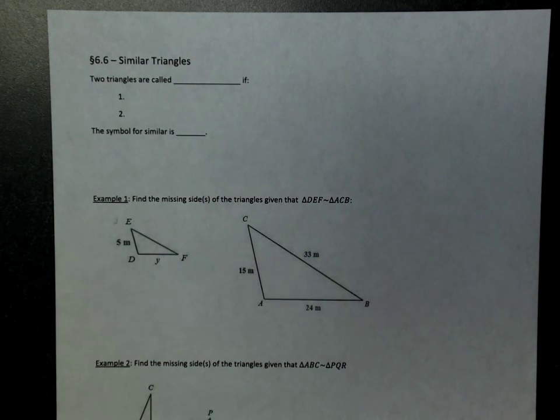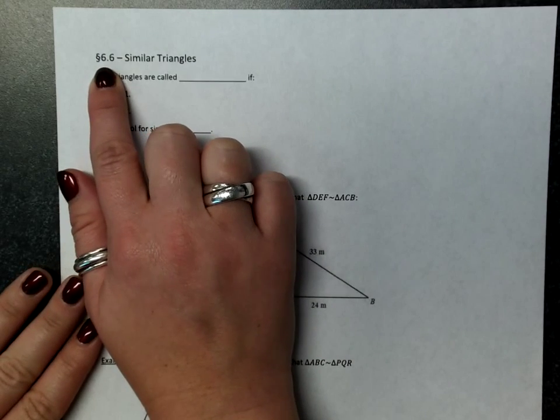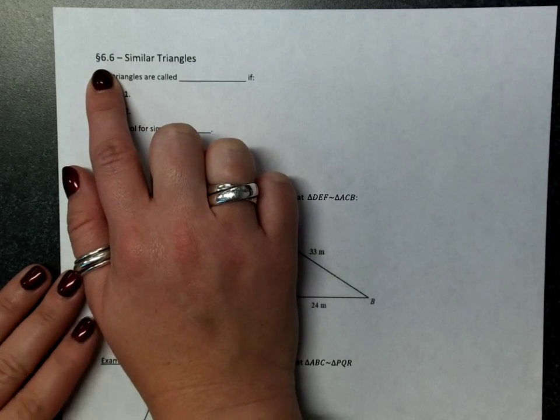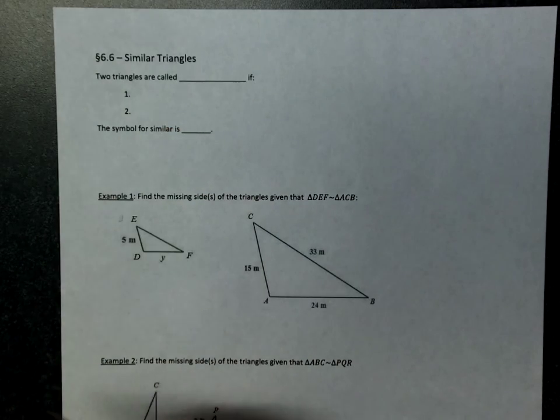Alright, the last topic in this section is on similar triangles. It's section 6.6 in your textbook. We are skipping section 6.5. It's not a part of this course anymore. So section 6.6 is on what we call similar triangles.